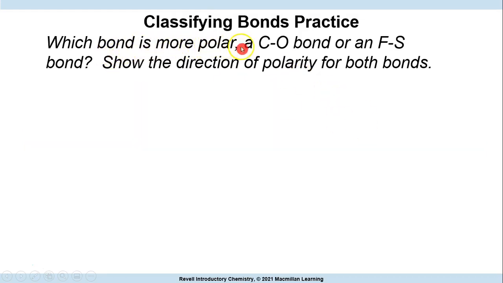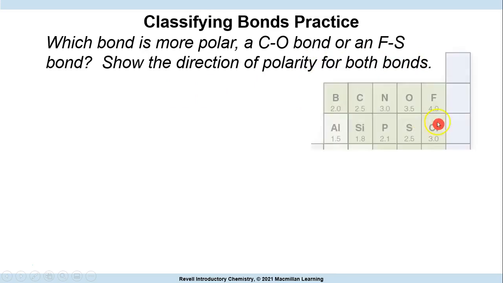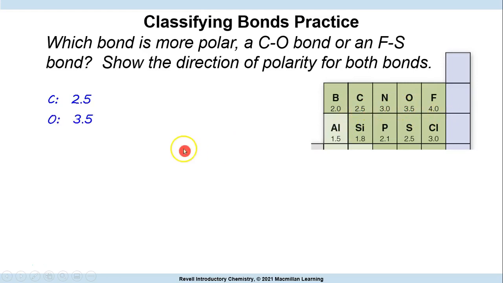So which bond is more polar, a carbon-oxygen bond or a fluorine-sulfur bond? Show the direction of polarity for both bonds. We are going to use the table of electronegativity here to get the electronegativity values. The first one is the carbon-oxygen bond. Carbon has 2.5 and oxygen has 3.5. So the difference between the two of them is 3.5 minus 2.5, which gives us 1.